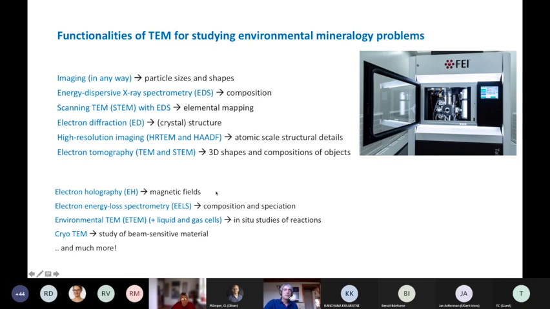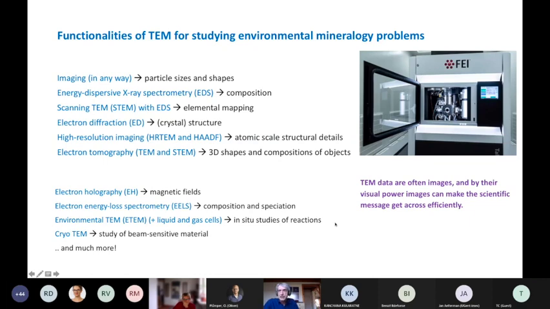And there are some more advanced techniques like electron holography or environmental TEM or cryo-TEM that you can do somewhere else. I'm not sure if you covered this in the last 2 days, but of course, all of this is very useful.